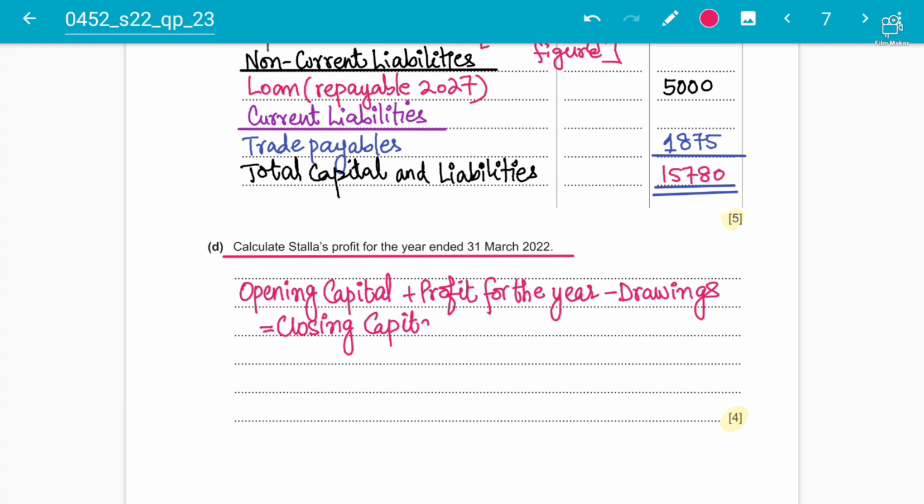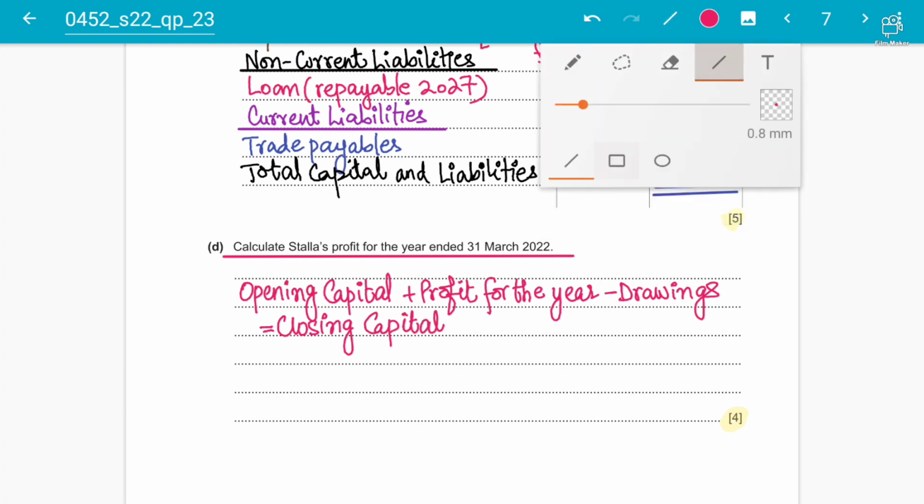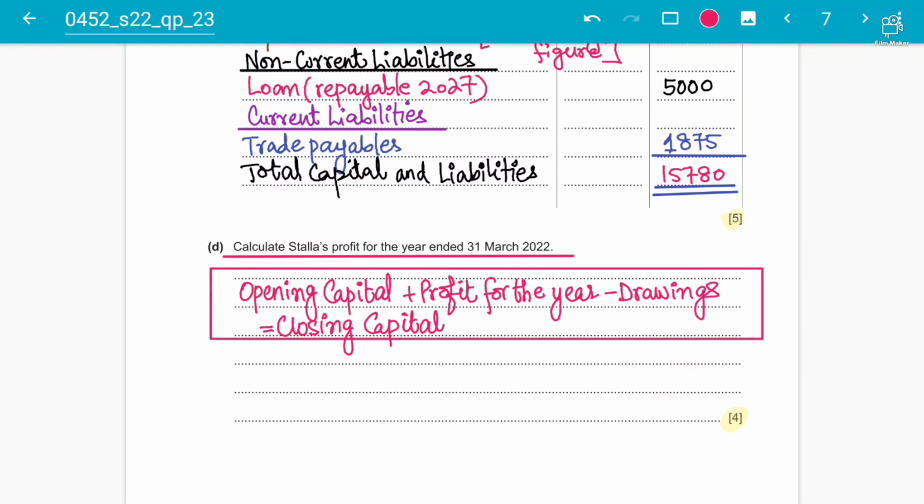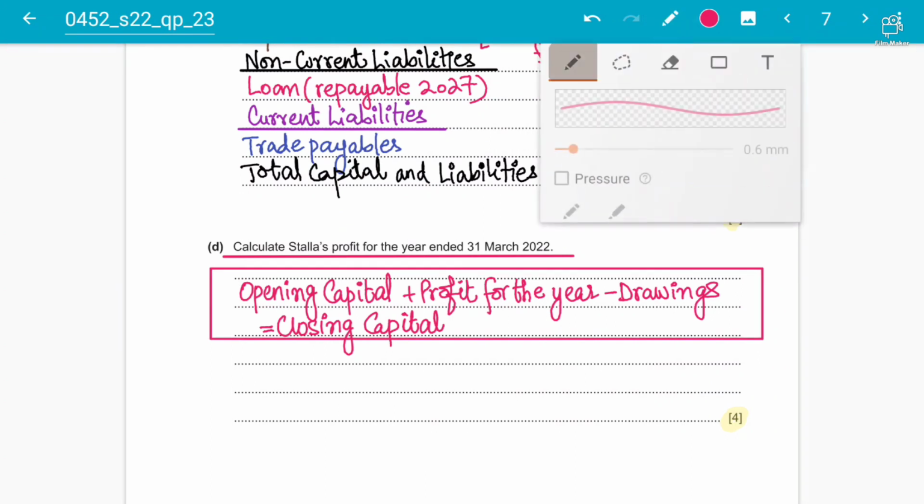Okay, so this is the formula in our case. Because we need to find profit, we are going to change it like a mathematical equation, and we are going to refer it back to the question as well.